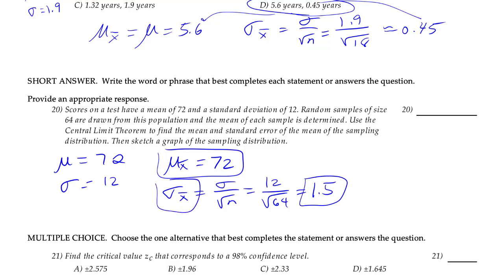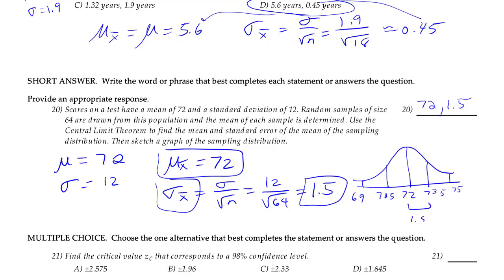If we did want to sketch this, we would have 72 there, and we'd know that one standard deviation above, we'd get 73.5. Two above, we'd get 75. If we went one below, we would have 70.5, and two below, 69. Again, with a difference of 1.5 between every standard deviation.